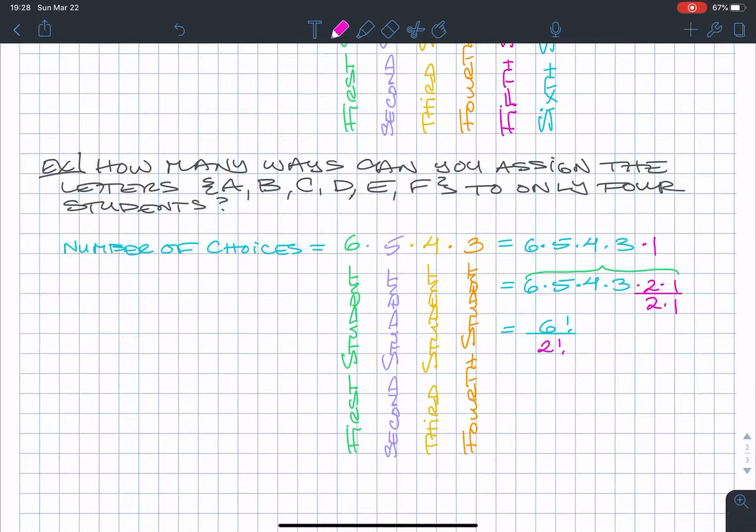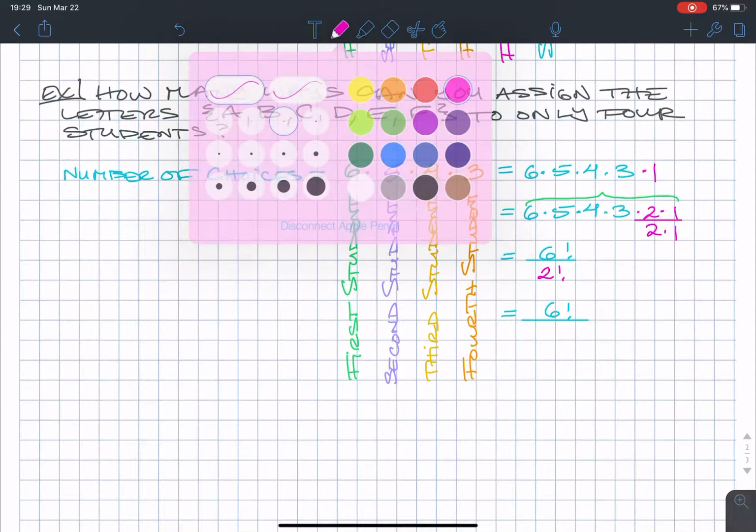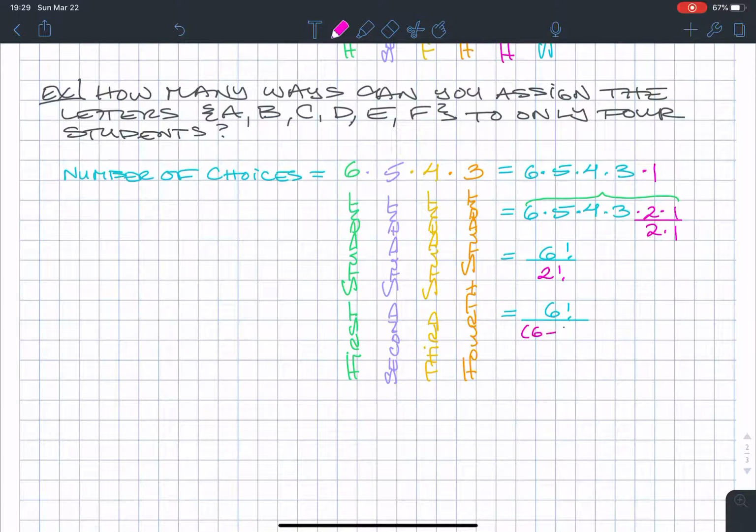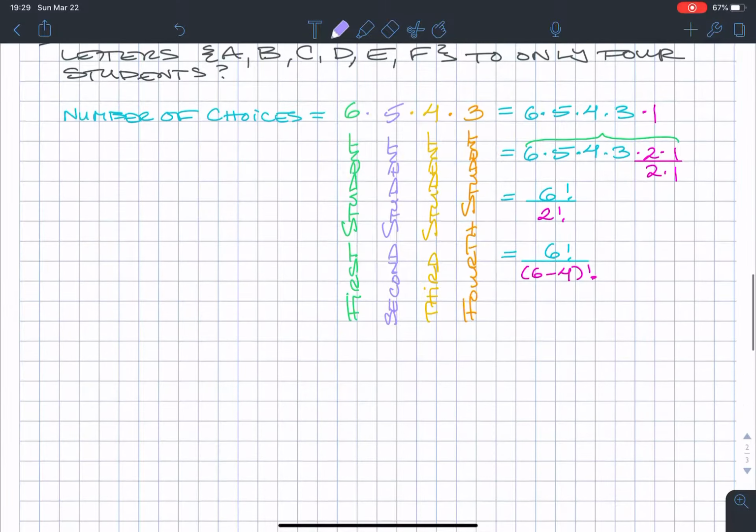But what's interesting about the number 2, 2 can be sneakily written as 6 minus 4. Remember there's 4 students and there's 6 choices. So let me give a theorem to what we just did.